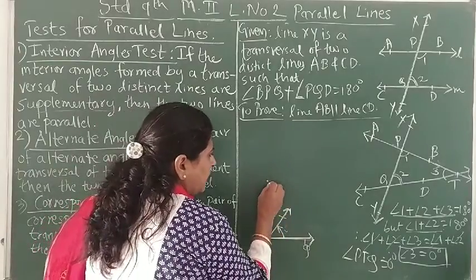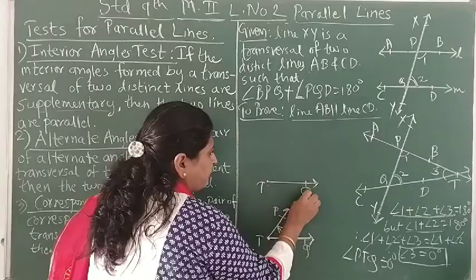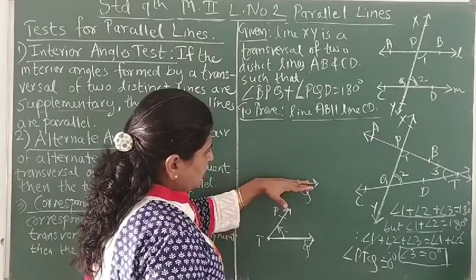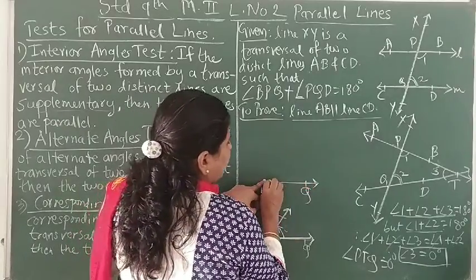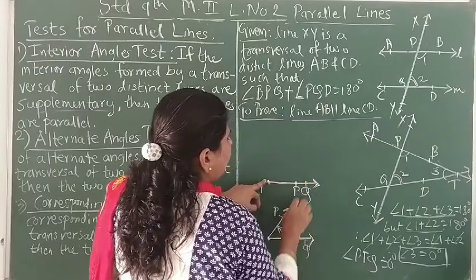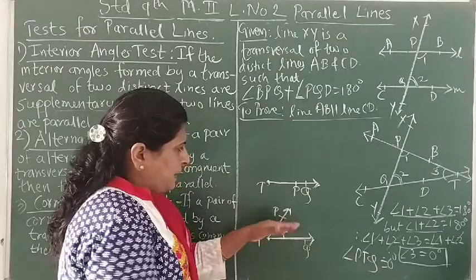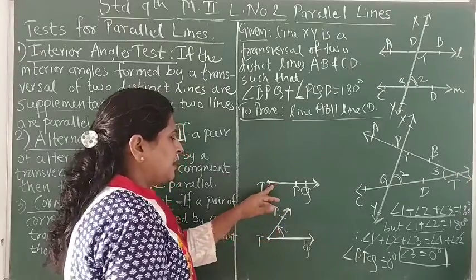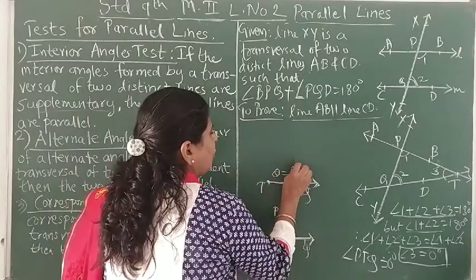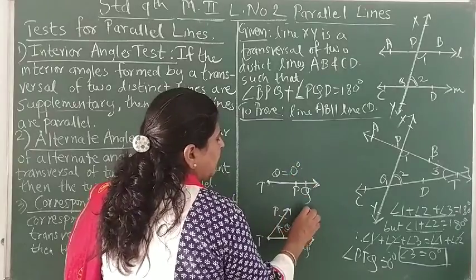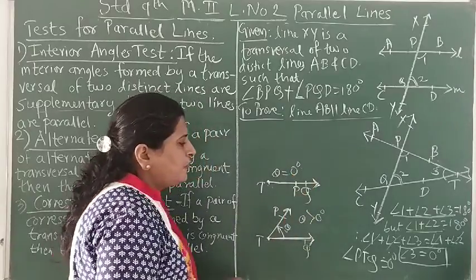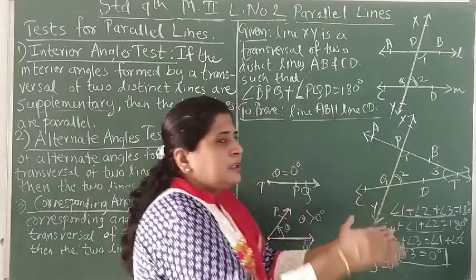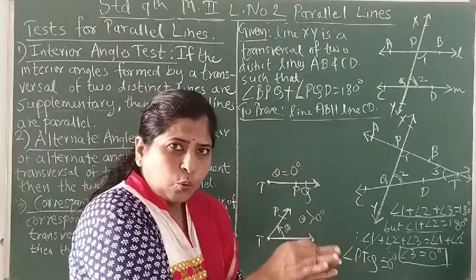If this is your ray TQ, and now suppose this ray TP is not some other ray, but is overlapping on this only, so this is ray TP. If these two rays TQ and TP are coinciding with each other, overlapping each other, in that case this angle theta can be 0 degrees. Otherwise this theta is an angle which is more than 0 degrees. Correct? So if we find this angle is 0 degrees, it means line PT and line QT are coincident to each other. They are overlapping on each other.